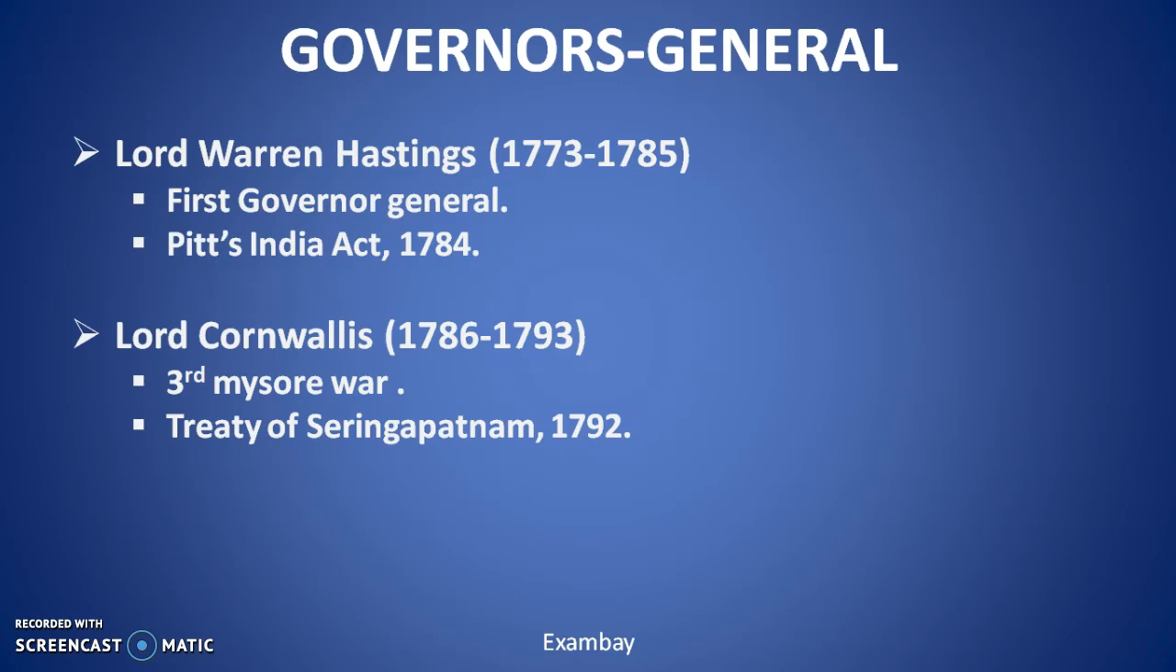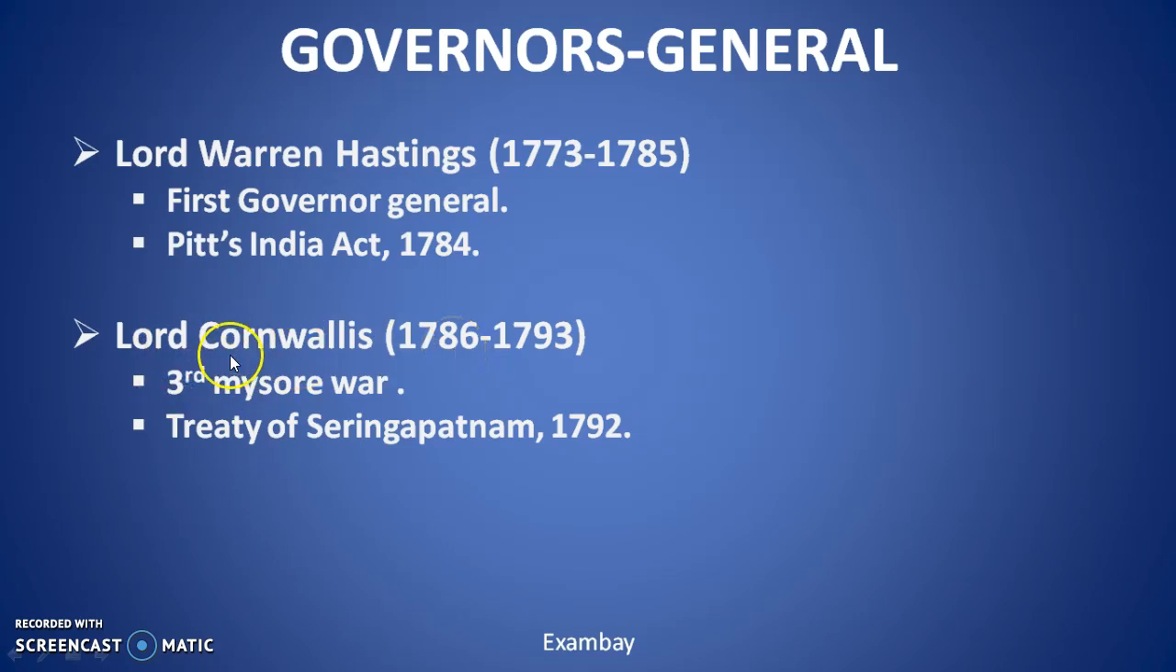So let's start. The first governor general, Lord Warren Hastings. He is important. Why? Because he was the first governor general of India from 1773 to 1785, a whole 12 years. Under his reign, Pitt's India Act was passed in 1784, and he did some reforms like judicial reforms, financial reforms, revenue reforms, and some other reforms. So why is he important? The first point is he was the first governor general. So who was the first governor general? Lord Warren Hastings.